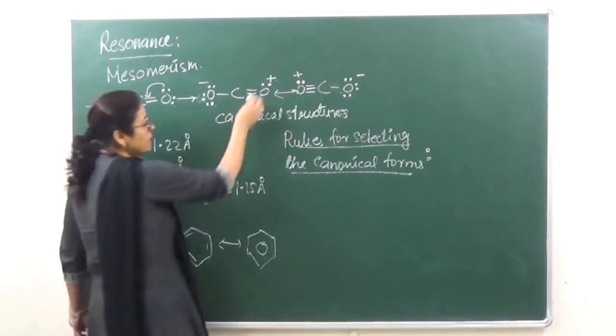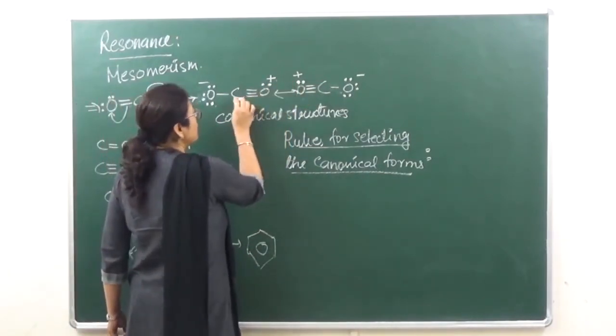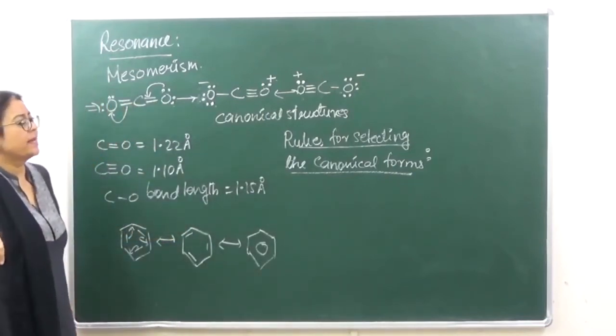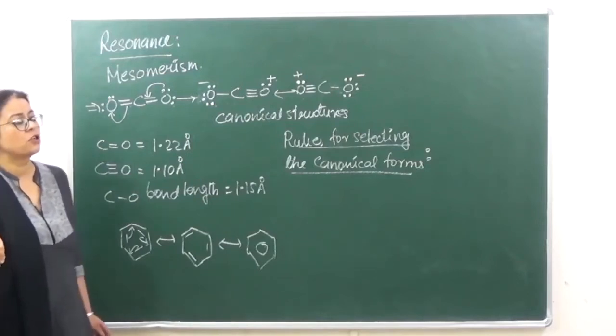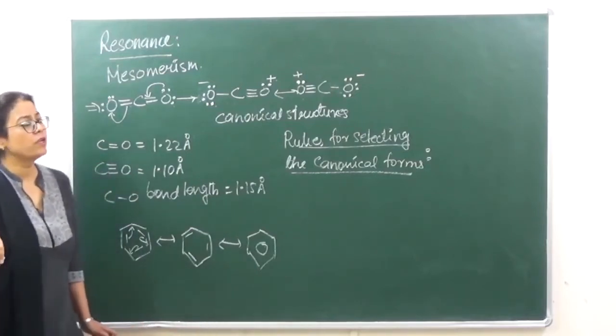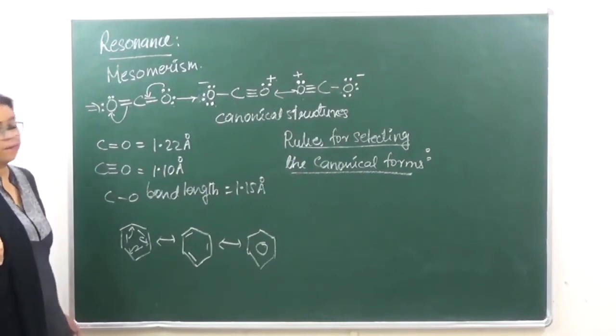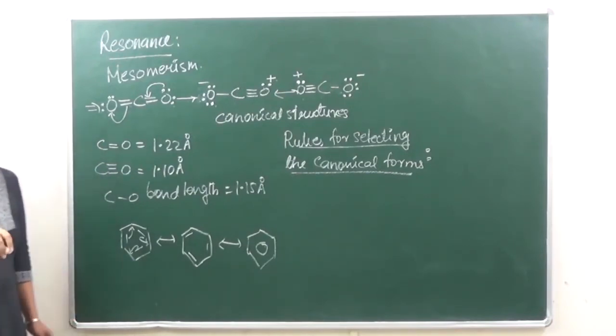Now, why are we taking the positive charge on this oxygen? Because the valencies of carbon, they are complete. ठीक है? It is the shifting of electrons only which is giving a positive charge on oxygen. Otherwise, there is no reason of having the positive charge on oxygen. ठीक है? समझ में आ गया? Okay.